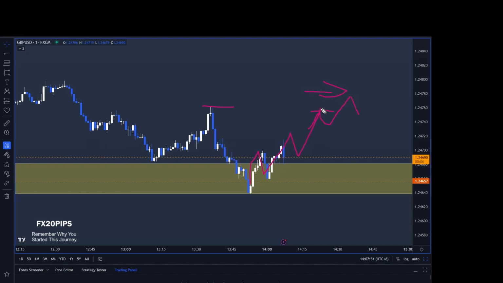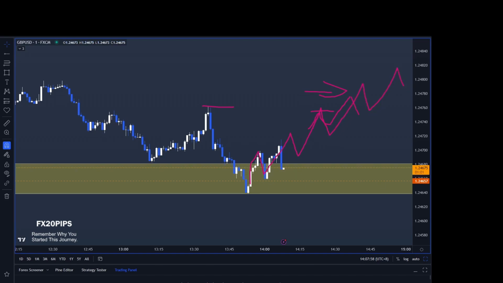Because it's supposed to come here in theory, so that you will break the structure based on this. Otherwise, if you ignore this high, it could still go this way, couldn't it? Higher high, lower low, lower low. Is this the lower high? And then it might smash through here.